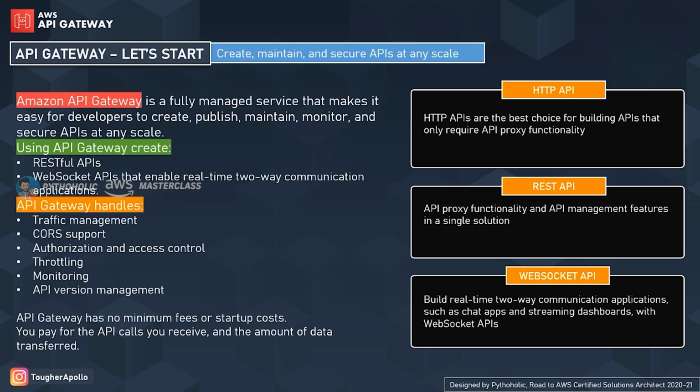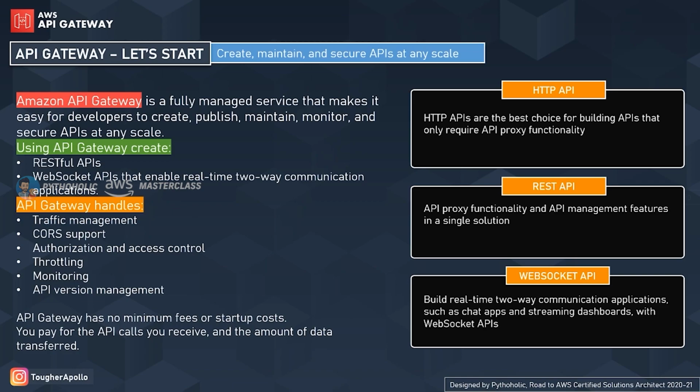And with API Gateway, there are no minimum fees or startup cost. You pay for the API calls you receive and the amount of data transferred. So remember this very carefully. API Gateway is like a reverse proxy. So if you know what reverse proxy is, you will be aware that reverse proxy acts as a resource provider for the client, but it makes it feel like it has come from the source itself or from the origin itself. And that is why in API Gateway, you pay for the API calls you receive and for the amount of data transferred out. Okay, because it is an API service.